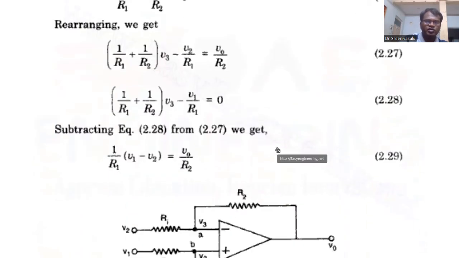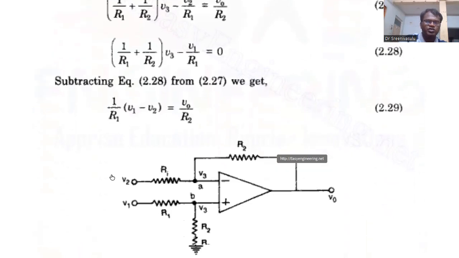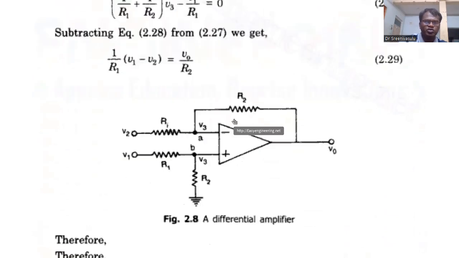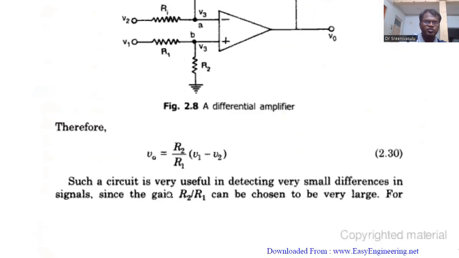And if you go for simplification, finally, it is V0 by R2 is equal to 1 by R1 into V1 minus V2. So V naught is equal to R2 by R1 into V1 minus V2. So what is the V1 here? Non-inverting voltage. What is the V2? Inverting voltage. So finally the output voltage is V naught. R2 by R1 is a gain factor. V1 minus V2 is the difference between both the input terminals. So that's why it is called a differential amplifier.